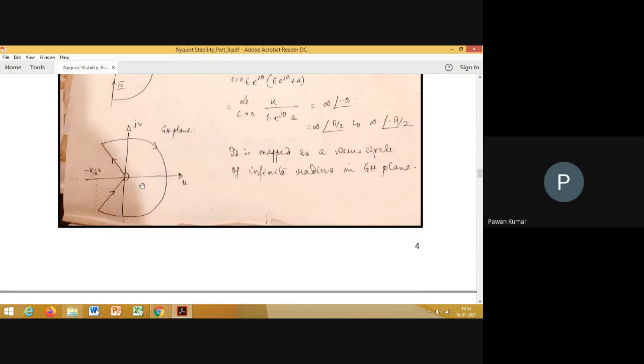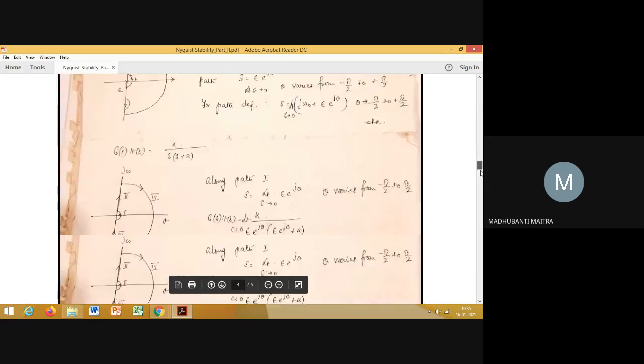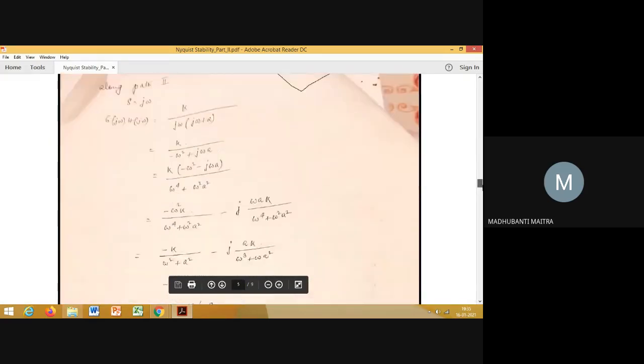Yes, ma'am. Okay, so again, if you take a few frequency points, then you will find that this is the nature of the plot. So now we are left with path 2, that is this path. So along path 2 or 3, whatever.